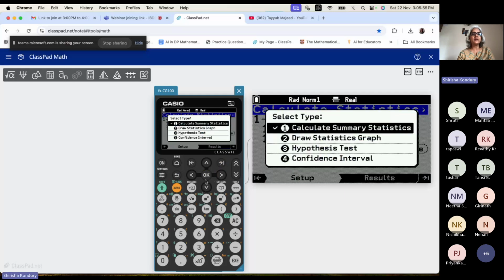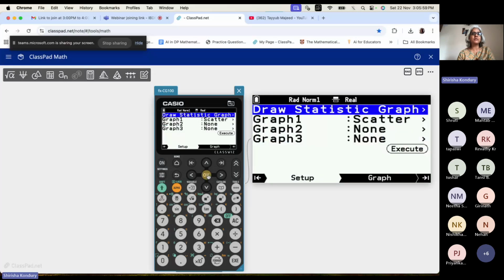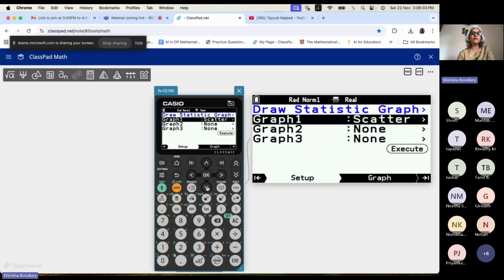I want to go to statistics graph because I want to draw a scatter graph. And on the graph 1, I want to do a scatter. And where is my data? My data is in list 4 and list 5. So say OK.